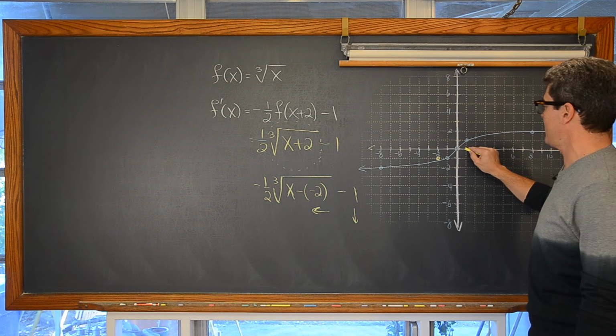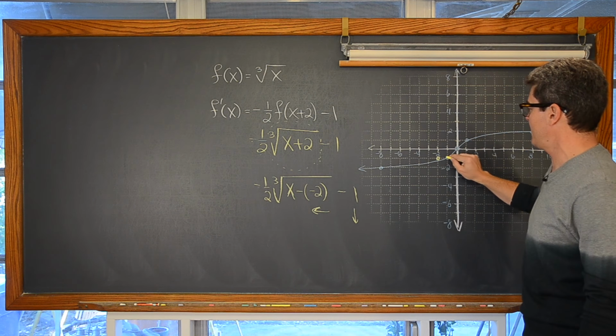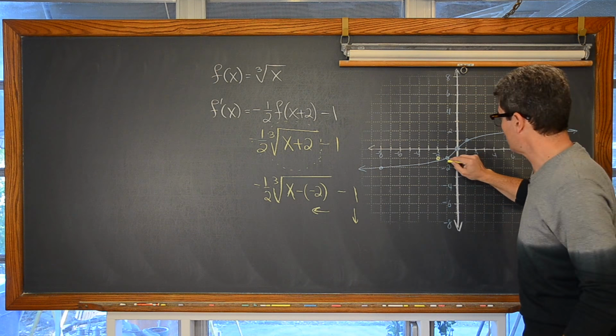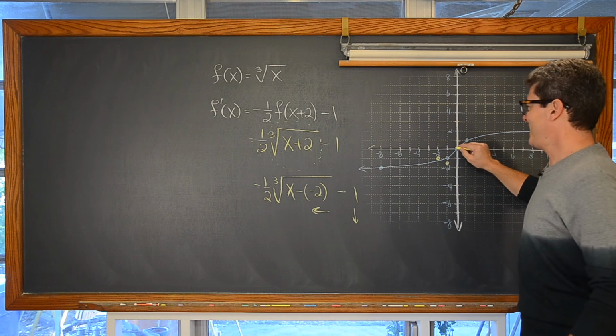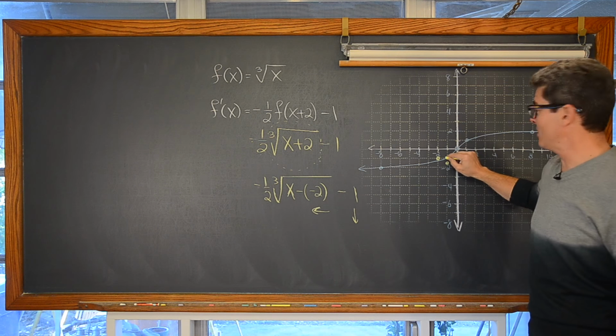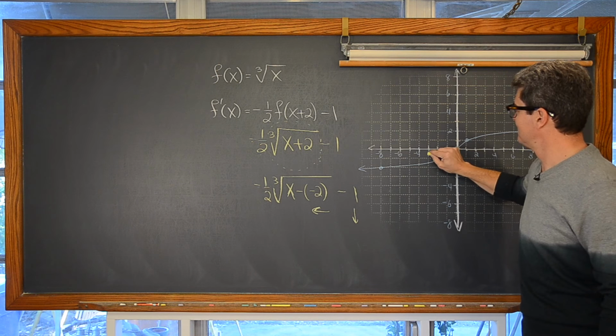So instead of going to the right and up 1, we're going to go to the right and down just half of 1, which is 1/2. And instead of going left and down, we're going to go left and up.